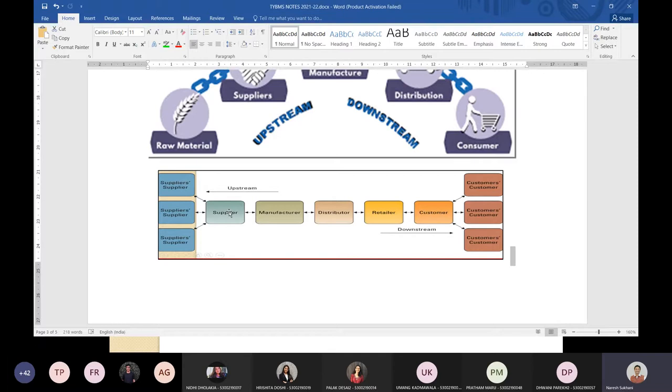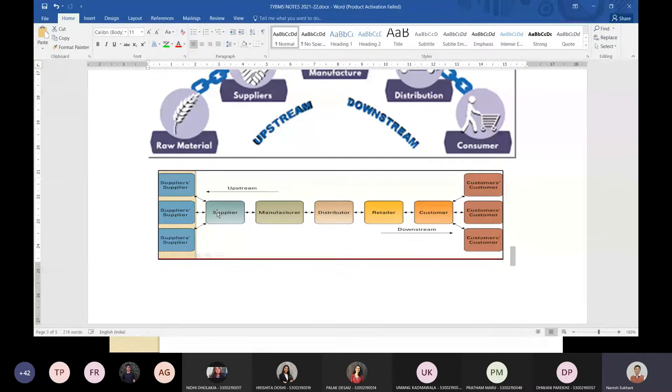The tire and tube are given by one supplier, which is MRF. The metal alloy wheel is given by another supplier, say Tata Steel. The nuts and bolts are given by another supplier. So this supplier procures all of these raw materials, assembles them at this stage, and then gives it to the manufacturer. So what is this supplier doing? The supplier is assembling the tires from different raw material suppliers and then giving it to the manufacturer. All right, is that clear?